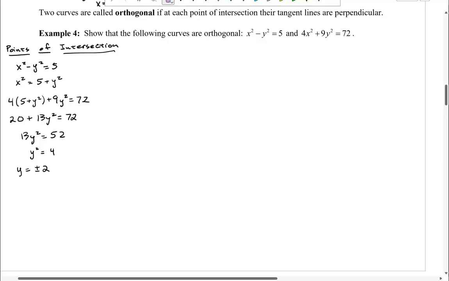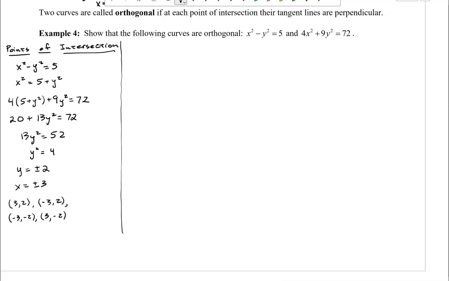So we get that y is equal to plus or minus 2. By plugging in plus or minus 2 here, we'll have x squared minus 4 is equal to 5. That means x squared is equal to 9. So x is equal to plus or minus 3. This means that we have points of intersection at 3, 2, negative 3, 2, negative 3, negative 2, and 3, negative 2.